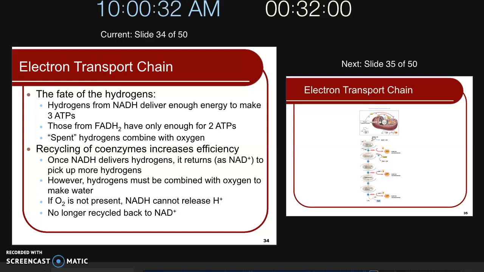The coenzymes are recycled to increase efficiency, but once the NADH delivers hydrogens, it returns to NAD plus to pick up more hydrogens. However, the hydrogens must combine with oxygen to make water. If oxygen runs out, or if oxygen is not present, the NADH cannot release those hydrogen ions and no longer cycles back, so the process will stop.